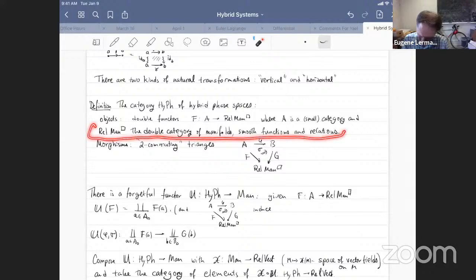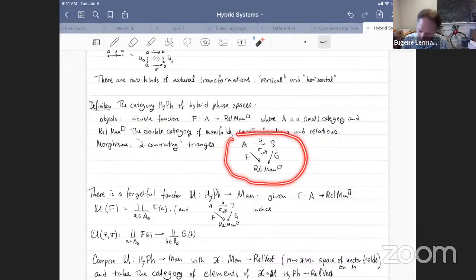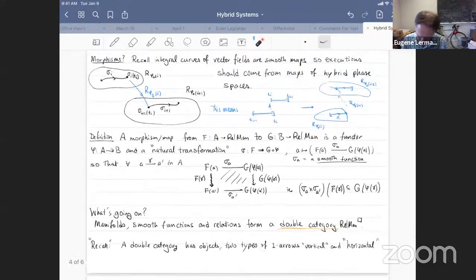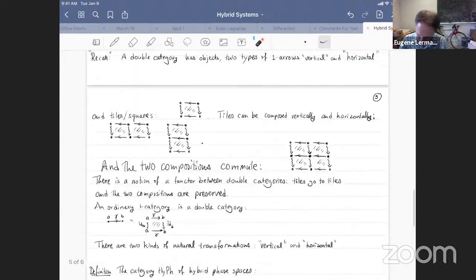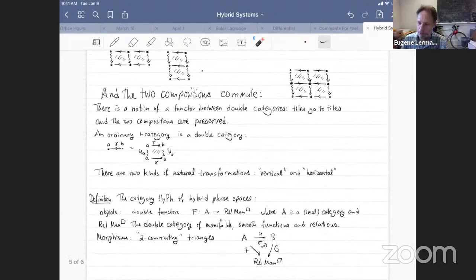Lerman is the double category of manifolds, smooth functions, and relations. And the morphisms are two commuting triangles like this. Right, so it's a pair consisting of a functor between indexing categories and a natural transformation. And this triangle has the two commute. And if you spell out what that means, if I didn't make any mistake, you end up with this. That's what the definition should boil down to. But it's useful to think about it in a more succinct way.